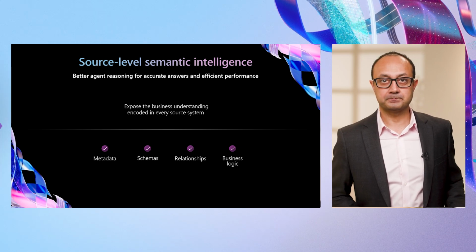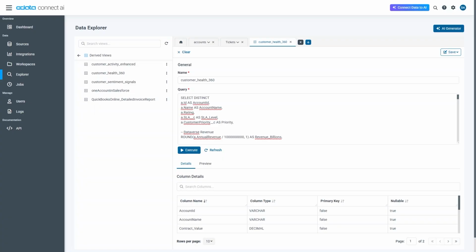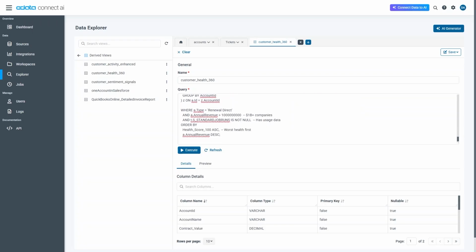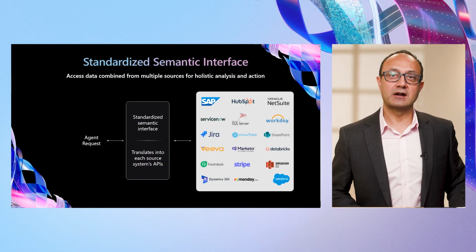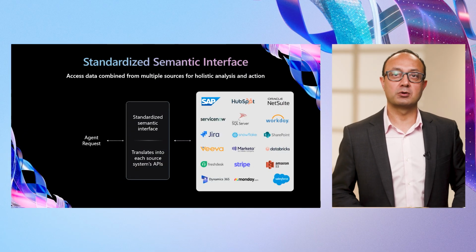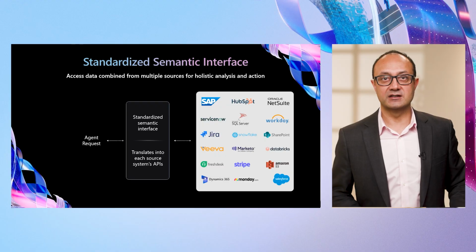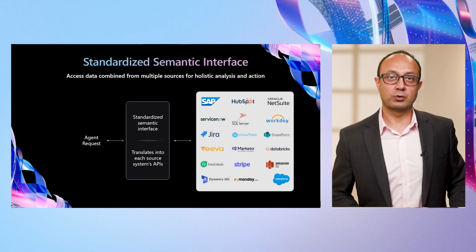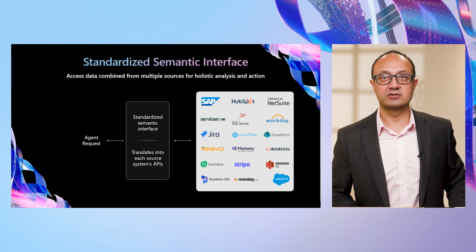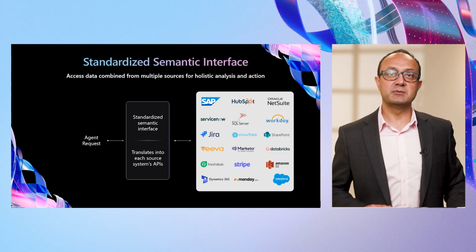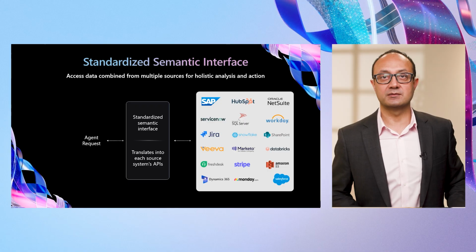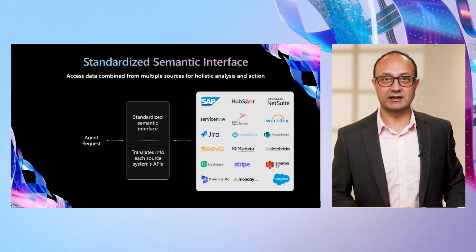Here we've built a derived view that brings together live data from Dataverse, Snowflake, and Zendesk to calculate a customer's health score on the fly. CData's connectivity handles all the logic to surface these views to agents when they need it. Multi-source derived views are possible because we create a proprietary, standardized semantic interface on top of every source we support that translates agent requests into each source system's API language. This makes cross-source data access uniquely possible and efficient from your agent with Connect AI.